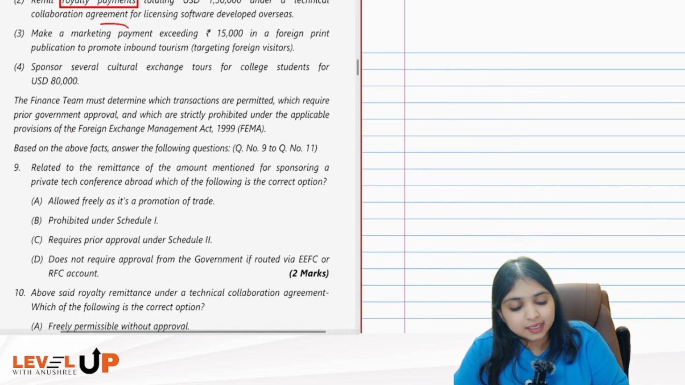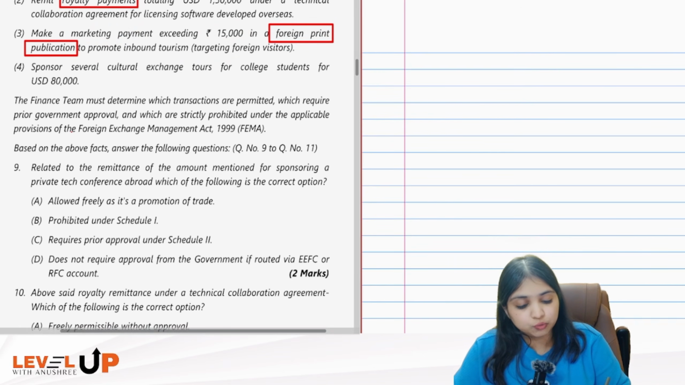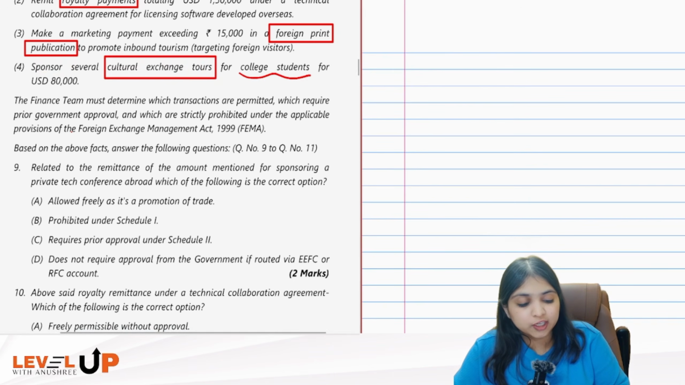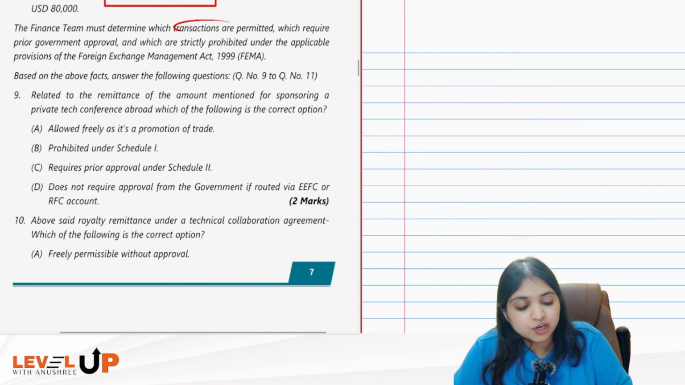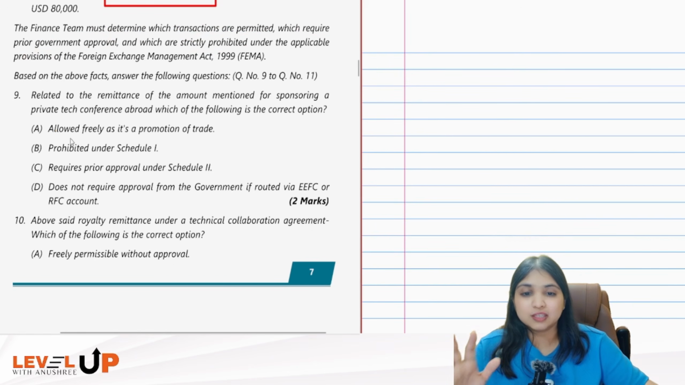Then make a marketing payment exceeding 15,000 rupees in a foreign print publication to promote inbound tourism. Sponsor several cultural exchange tours for college students for $80,000. The finance team must determine which transactions are permitted, which require government approval, which are strictly prohibited under the applicable provisions of FEMA. So come on, let's see the questions one by one.